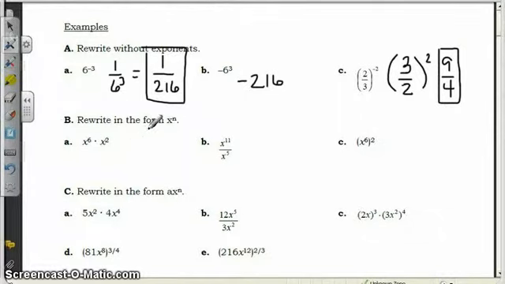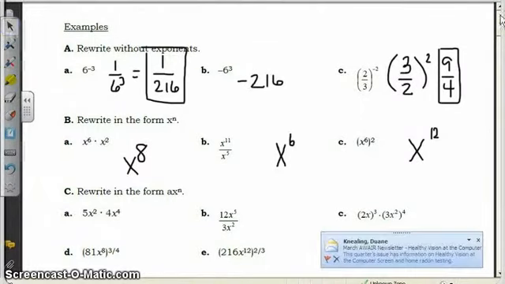Example B, rewrite in the form x to the power of n. When I have the same base, I add the exponents, so this is x to the 8. When I have the same base on a quotient, I subtract the exponents. 11 minus 5 is 6. When I have a power to a power, I multiply the exponents, so that is 12. I'm going to scroll down for the next bunch.